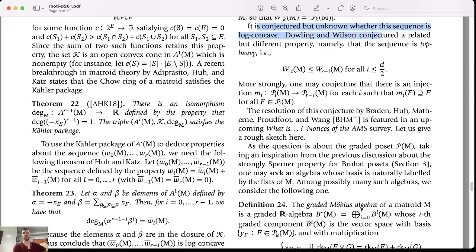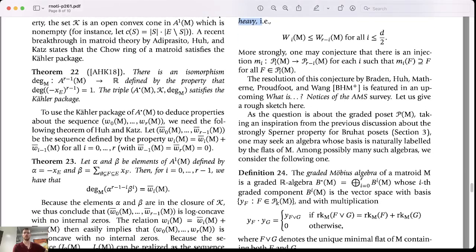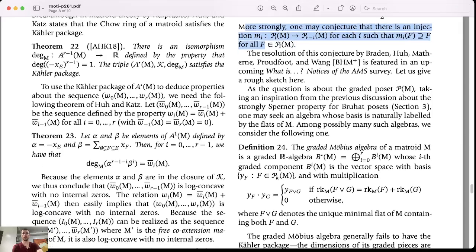Dowling and Wilson conjectured a related but different property, namely that the sequence is top-heavy, i.e. big W i of big M is less than or equal to big W R minus i of big M for all i less than or equal to rank of big M over 2. More strongly, one may conjecture that there is an injection Mi from cal P i of big M to cal P R minus i of big M for each i, such that Mi of big F is a superset of big F for all big F in cal P i of big M.